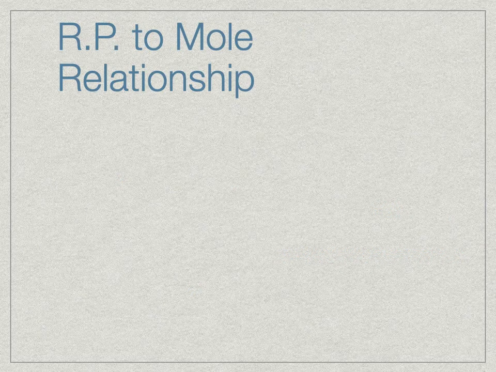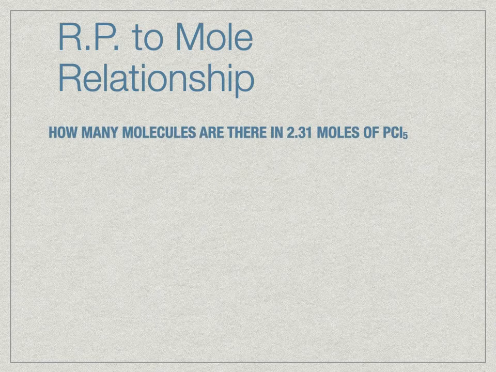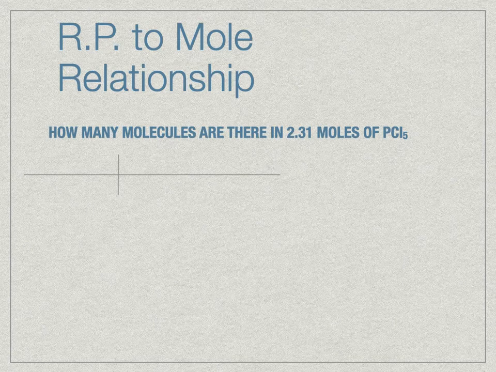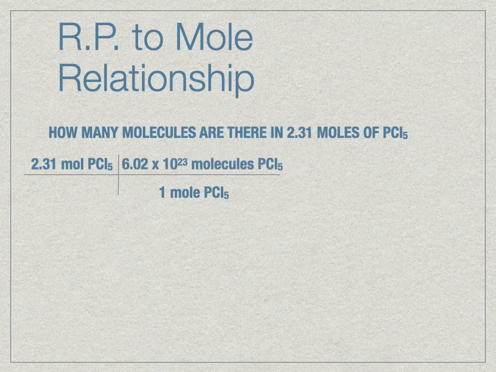Let's look at our last conversion. So this is the representative particles to mole relationship. How many molecules are there in 2.31 moles of PCl5? Name of that compound, of course, is going to be phosphorus pentachloride. And so again, we're going to set up our game board, put our given piece of information in the top right corner. Again, every mole conversion is 1 mole of something equals. This time, since we're going from moles to molecules, we want those moles to be on the bottom so that they cancel out. There are 6.02 times 10 to the 23rd molecules of PCl5.